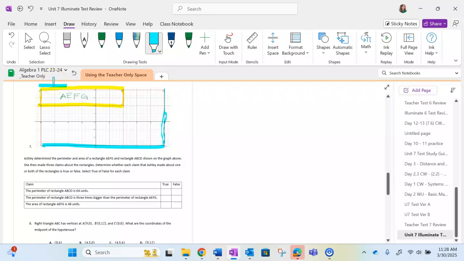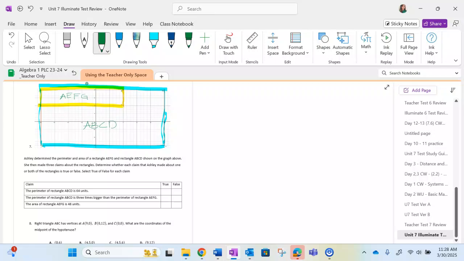There we go. I'm going to do it on top so we see it. And there's this one. This triangle is A, B, C, D. Okay, the big one is A, B, C, D. So Ashley determined the perimeter and area of rectangle AEFG and rectangle ABCD. She then made 3 claims about the rectangles. Determine whether each claim that Ashley made about one or both of the rectangles is true or false.